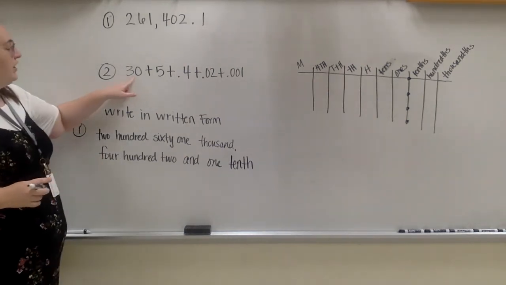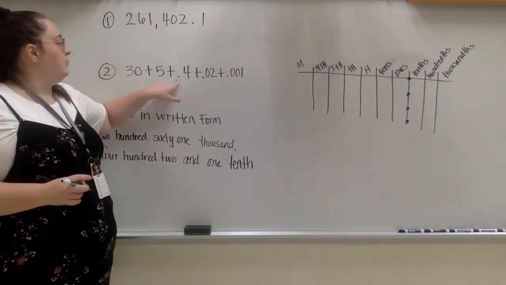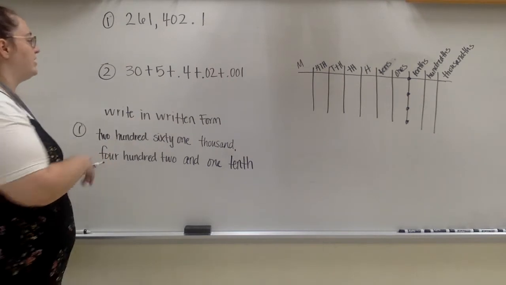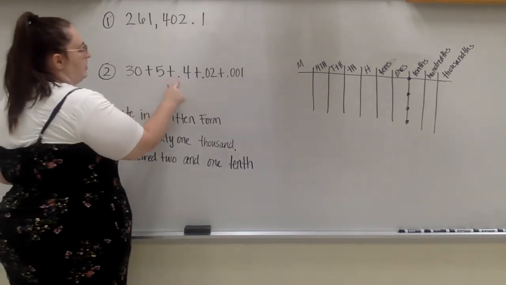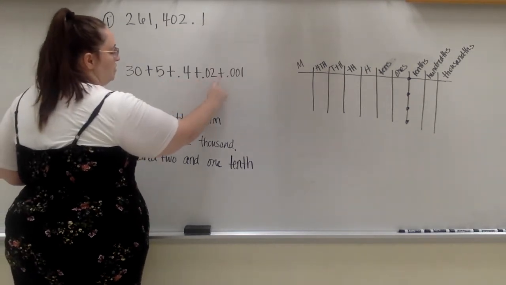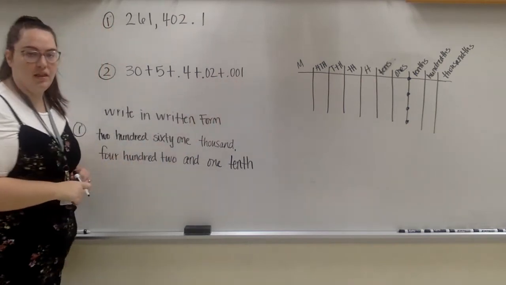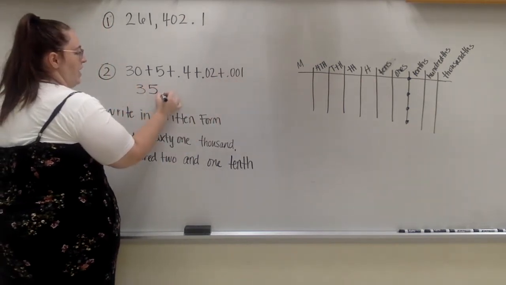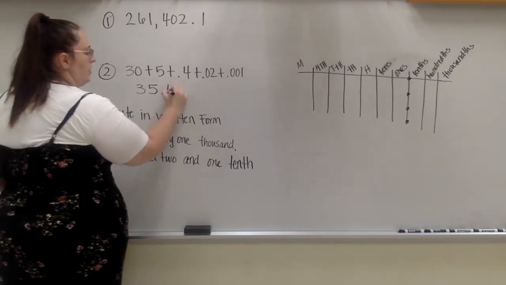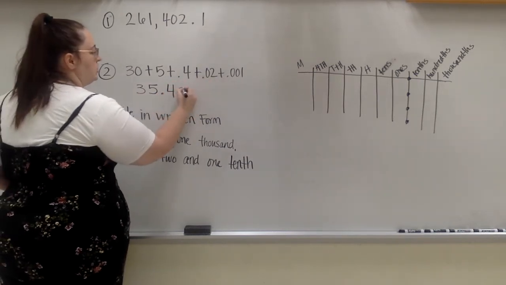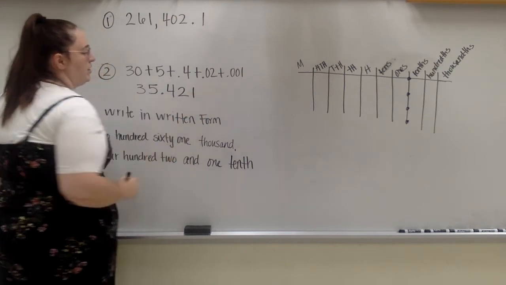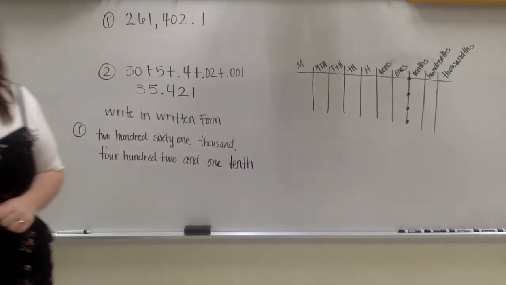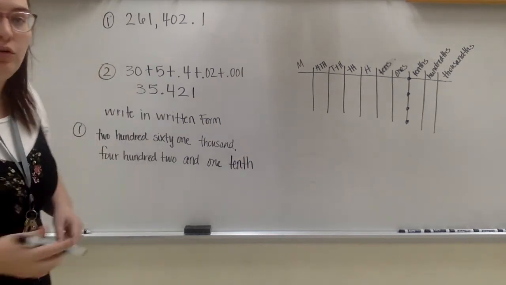So I have 30 plus 5 plus 0.4 plus 0.02 plus 0.001, or we could say 30 plus 5 plus 4/10 plus 2/100 plus 1/1,000. So we're going to do 30 plus 5, and I know I'm getting to my decimals now. I have 4/10, 2/100, and 1/1,000. So now I have it in standard form.